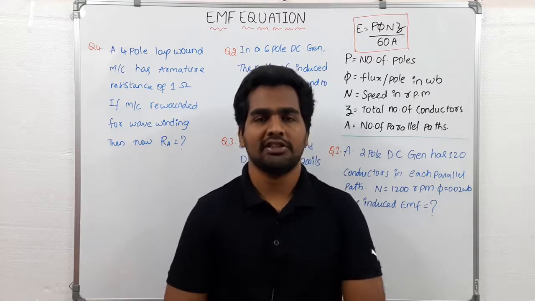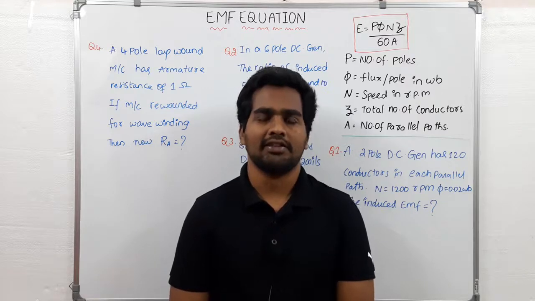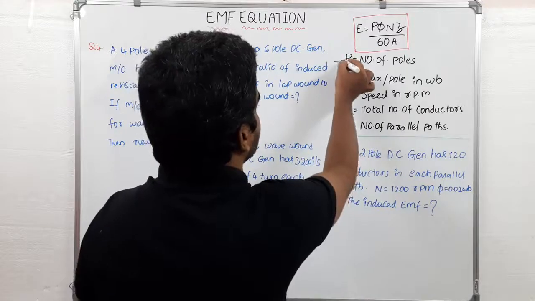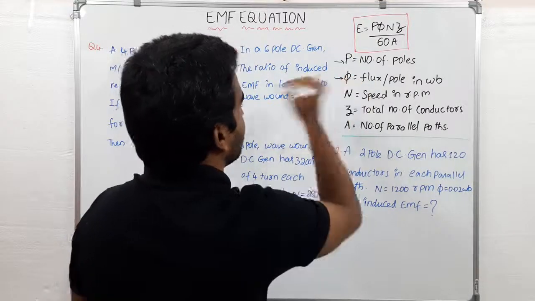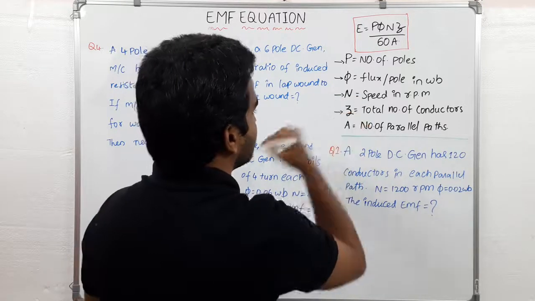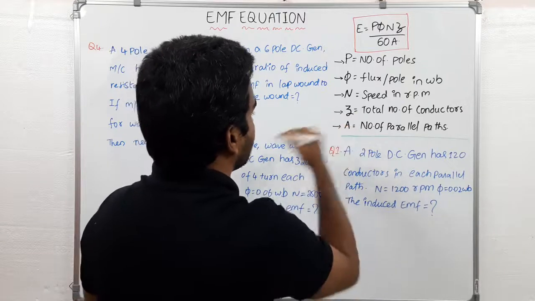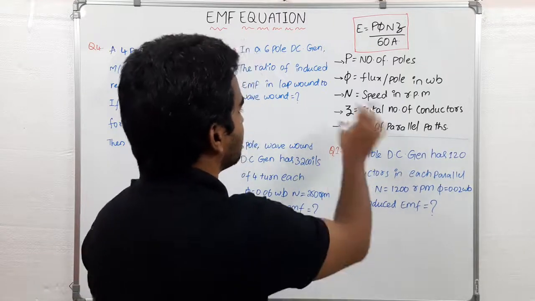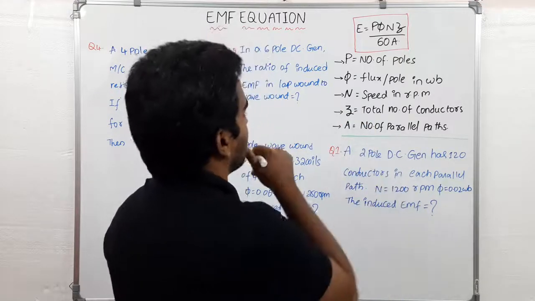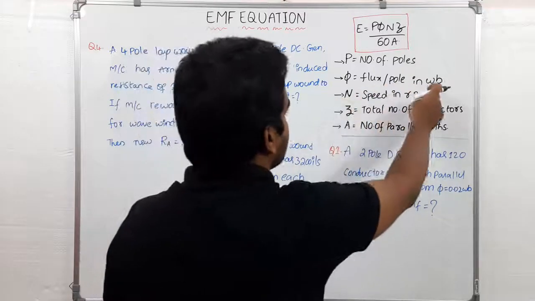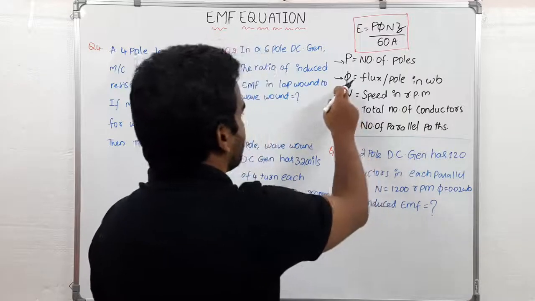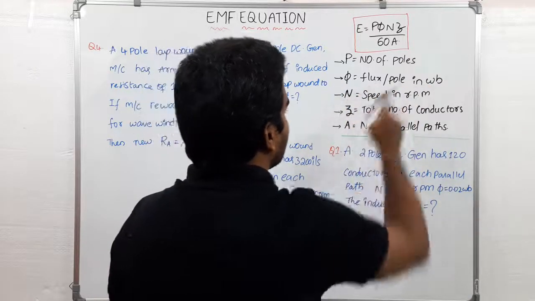The EMF equation is Eg equal to P phi N Z by 60A, where P is the number of poles, phi is the flux per pole in Weber, N is the speed in RPM, Z is the total number of conductors, and A is the number of parallel paths in which these Z conductors are arranged. I think I told you that the unit of flux per pole is Weber per meter square, so please excuse me for that. Phi is the flux per pole in Weber.